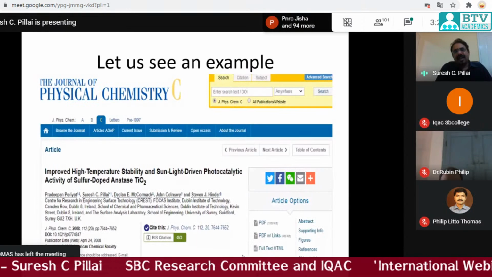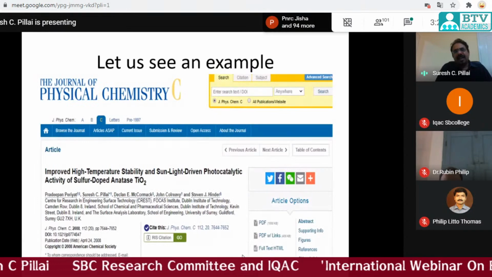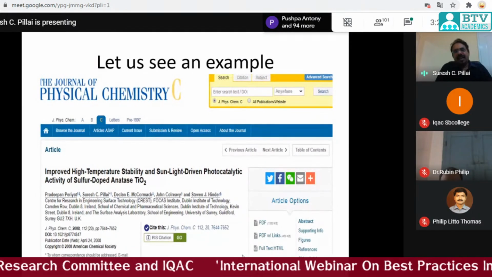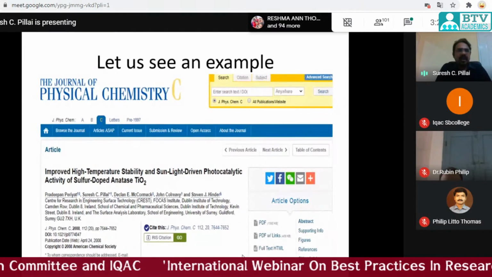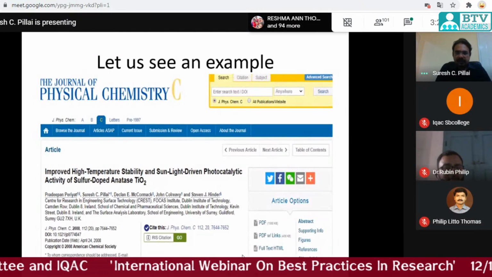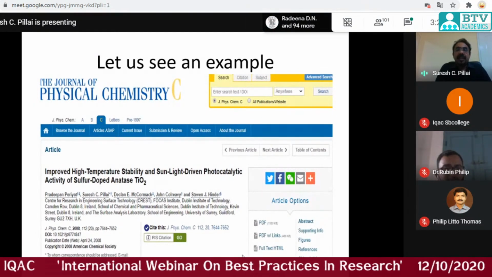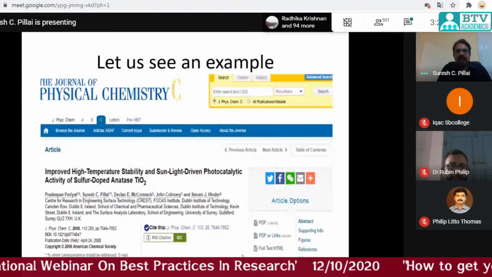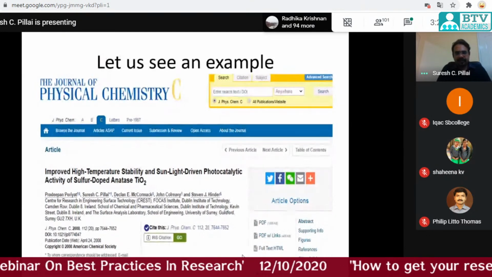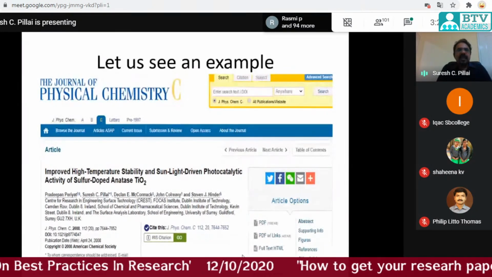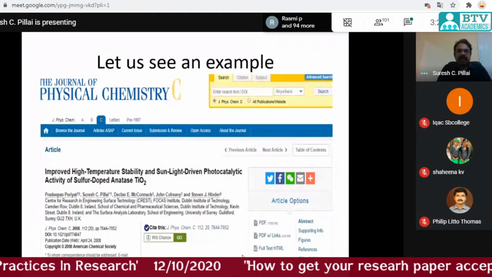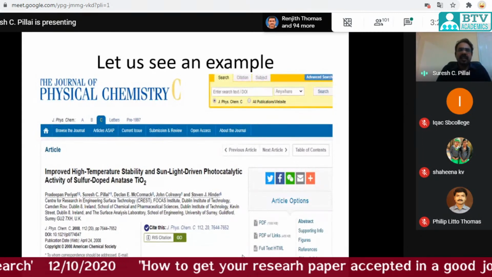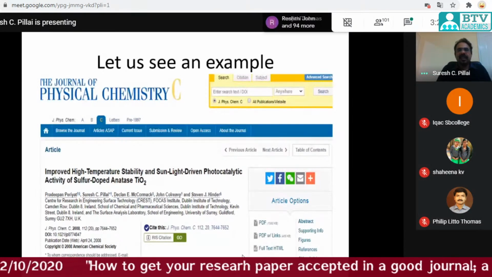Let us look into a paper, for example. This is a paper written by one of my PhD students, my first PhD student, Dr. Pradeepan Periyat. He is a professor in Calicut University now. This paper got a lot of citations, a lot of attraction, and a lot of attention in the past several years. This paper was published in the Journal of Physical Chemistry C.